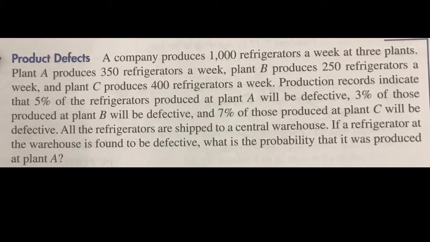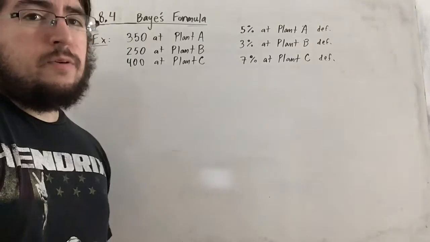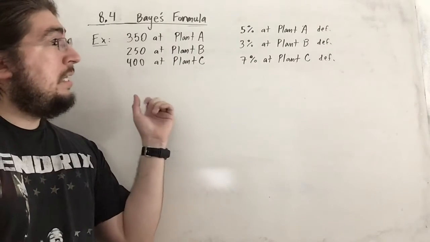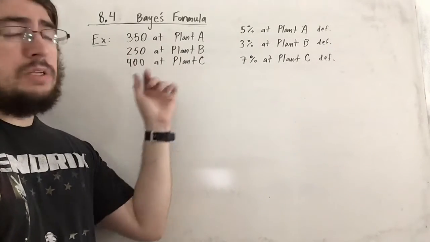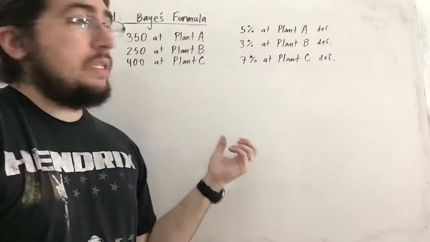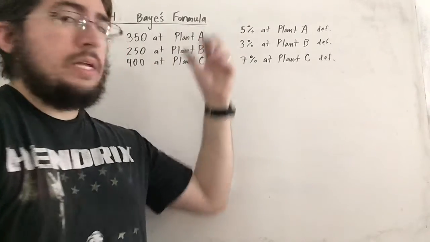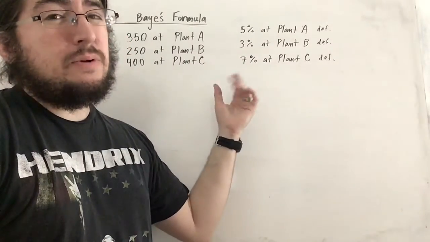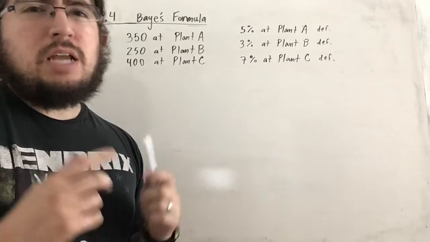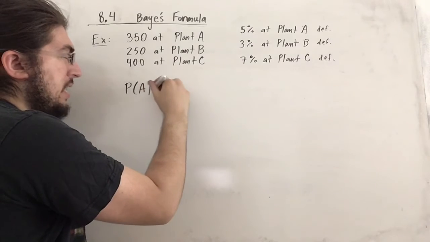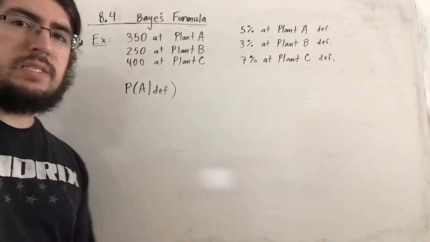So now we're going to take this to the board, and I'm going to summarize this question with a few key points. Right, so after reading that problem, here are the key results. There are 350 produced at Plant A, 250 produced at Plant B, and 400 produced at Plant C. And these are the probabilities of the amounts being defective. So 5% are defective at plant A, 3% are defective at plant B, and 7% are defective in plant C. Now we're asked to find the probability that it's from plant A given that the refrigerator was defective.